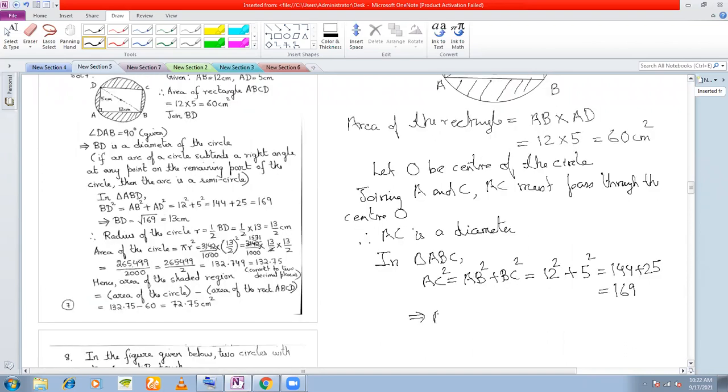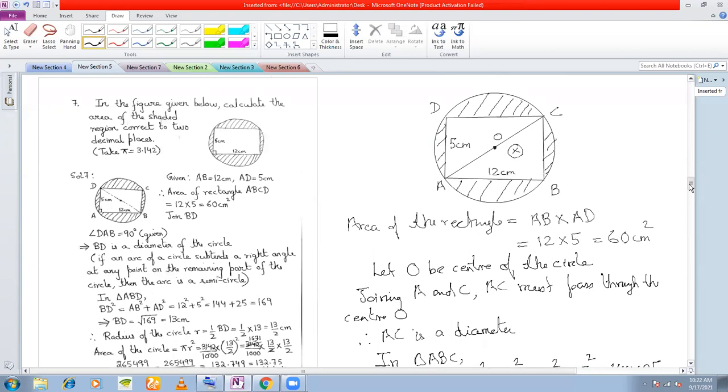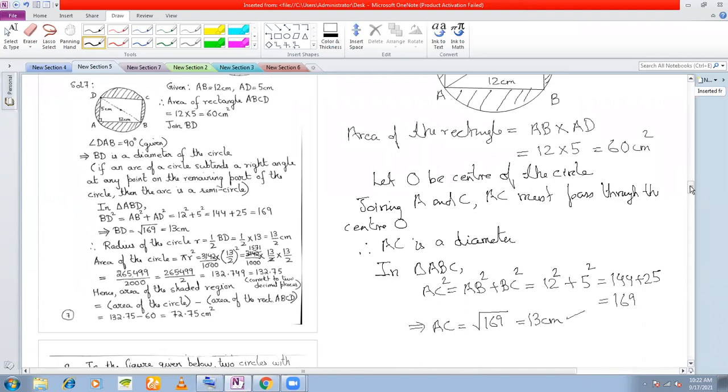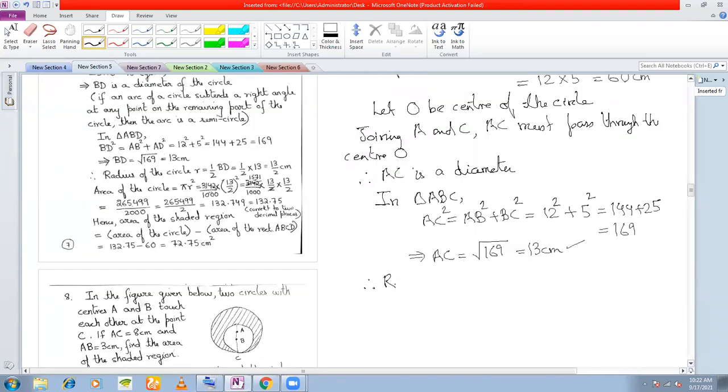That means what is AC? Square root of 169, which is equal to 13 centimeter. Therefore, what is the diameter of the circle? Diameter of the circle is 13 centimeter, right? So what should be the radius? Half of the diameter, 13/2. Therefore, radius of the circle R is equal to 13/2 centimeter. Let's keep it at 13/2 because we'll need this to calculate.